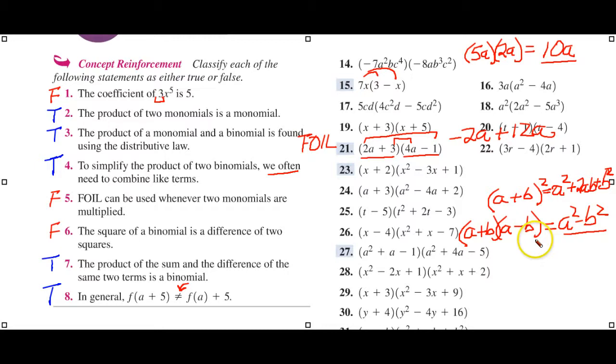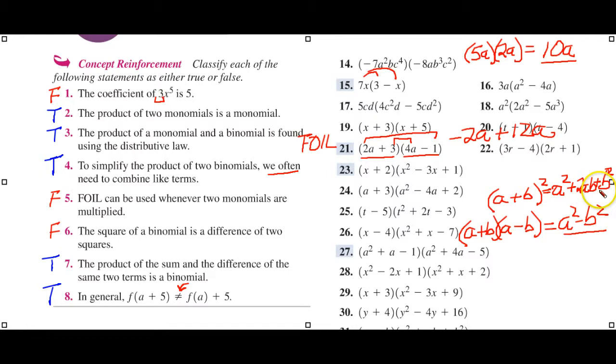And we might mention, I guess in our next topic, the product of the sum and difference of the same two terms is a binomial. So the sum and difference of the same two terms gives you a binomial, because when you FOIL this, the middle terms that would have occurred like here would cancel out through subtraction, and you end up with a binomial. This is called the difference of perfect squares.